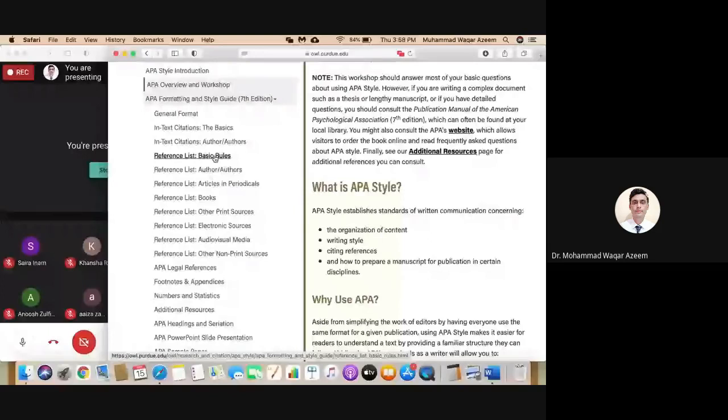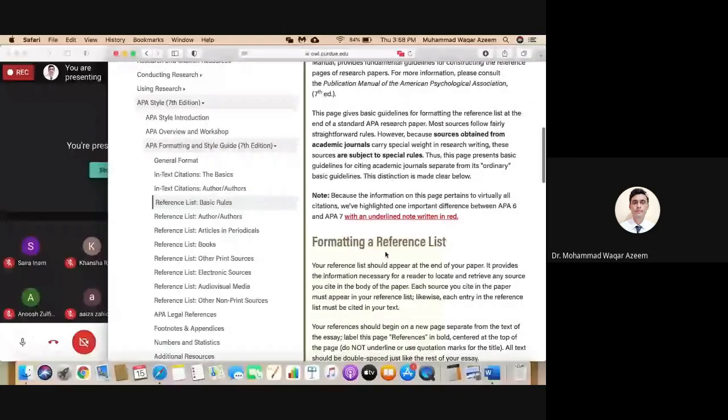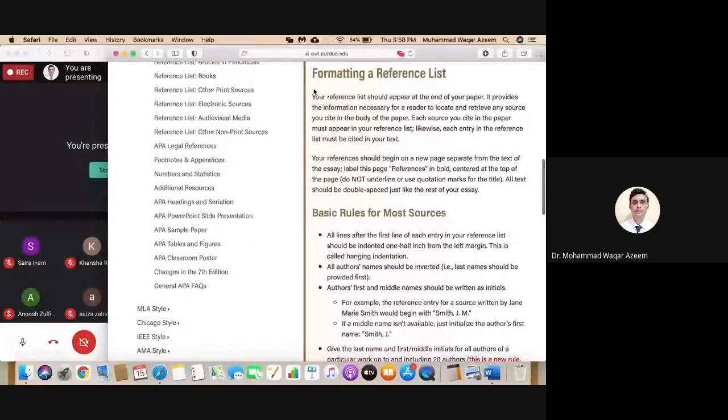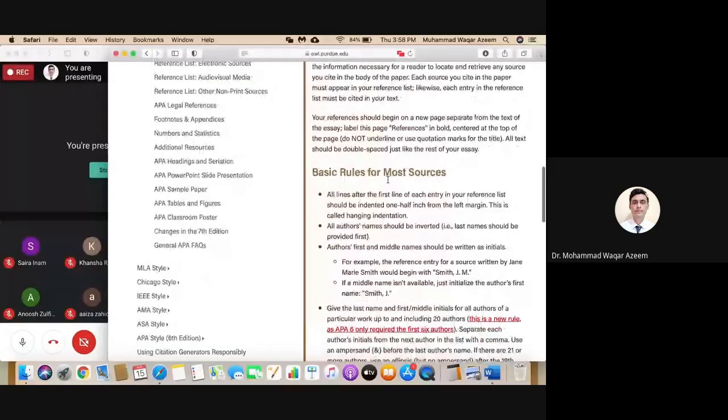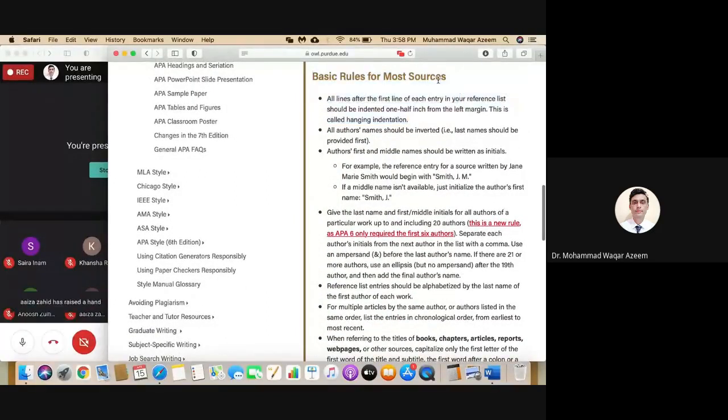Okay, so let me open this one. I hope it works. So reference list basic rules. So here are a few basic rules, starting from formatting a reference list. Okay, you can go a little over here. Yeah. So basic rules for most sources. Now over here we see these are the points that we need to be aware of, right? So these are some general rules. Okay, let's go over them.